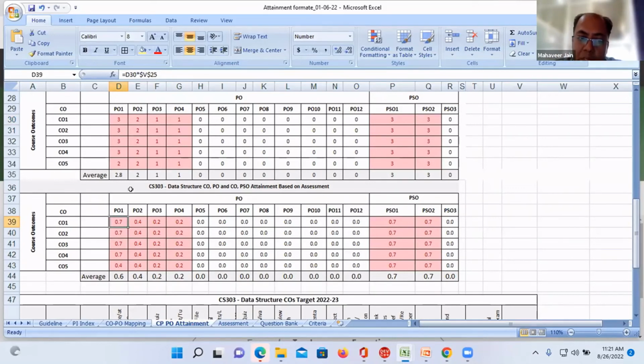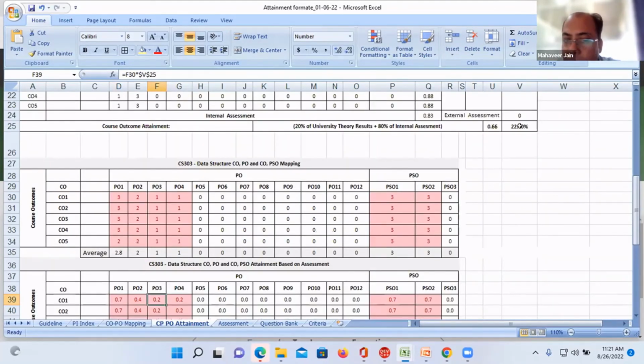Yes. So likewise, you can calculate. You put the 1 here, but you got the 0.2. Means your target was the 1, but you got the 0.2. How the 0.2? Because your CO attainment level is 22% and the 22% of 1 will be the 0.2. So how we calculated? With the help of CO attainment level, we decided the PO attainment level.